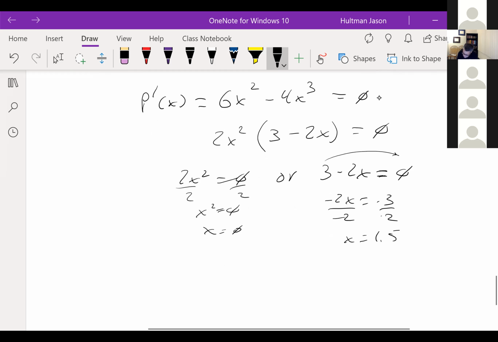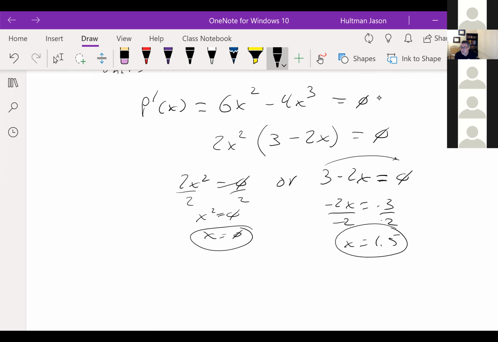So we've got 2 critical values here. One of these is going to be my absolute maximum value. They both could be maximums, but one will be a bigger maximum. One could be a minimum as well, and one could be a max. But at least one of these is going to be our most maximum value.